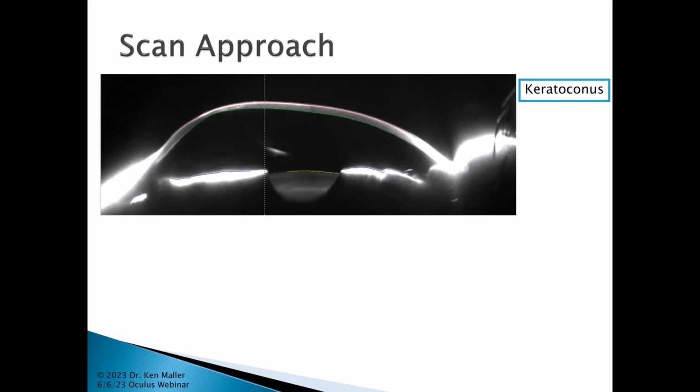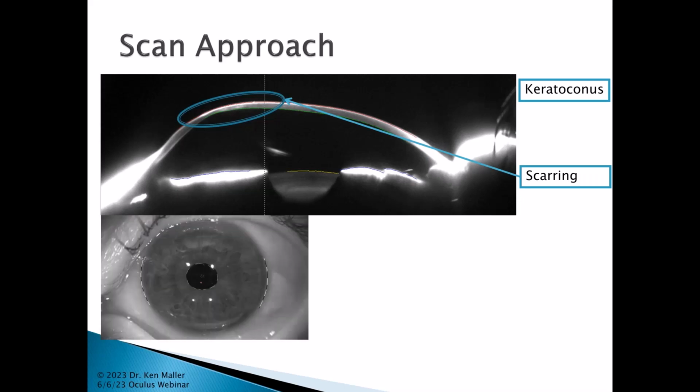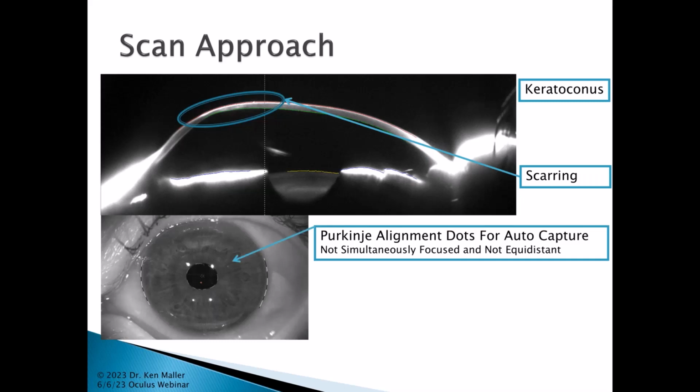Take a look at this particular eye. This is a keratoconic eye, and we can see on the left-hand side there's a fair amount of scarring on the anterior portion of the cornea, and it does drift down into the stroma somewhat as well. If we take a look at the Purkinje images being reflected off of the cornea, once again, they're not simultaneously in focus. You could see the lower left one is perfectly in focus, yet the other three are all a little out of focus, with the upper left one being the most out of focus.